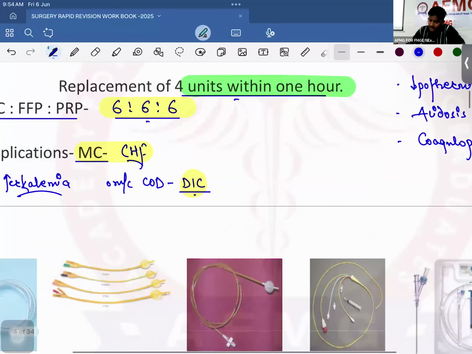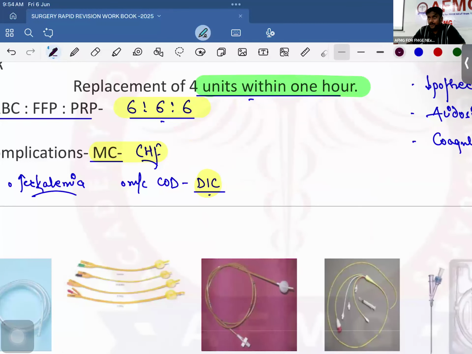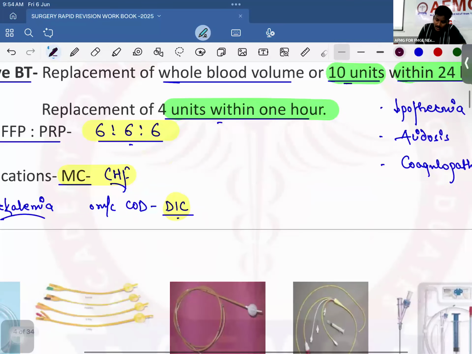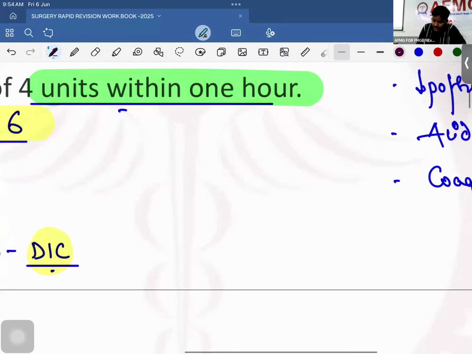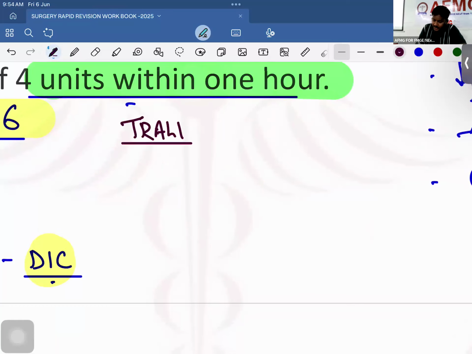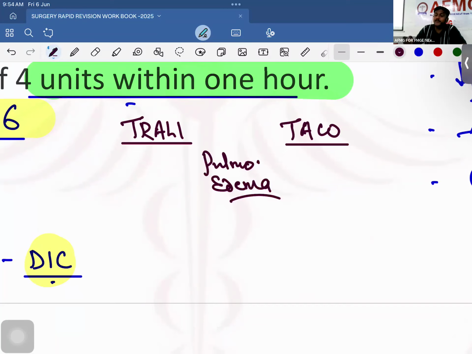Apart from that, two important complications: one is going to be TRALI, that is transfusion related acute lung injury, and second is going to be TACO, that is transfusion associated cardiac or circulatory overload. Now, please tell me, both the patients are going to develop a pulmonary edema. Both patients will have pulmonary edema. But what is the difference? In TRALI, which kind of pulmonary edema will be there?